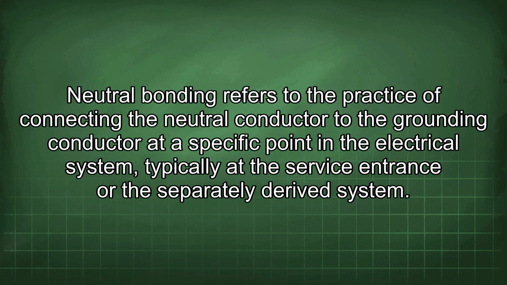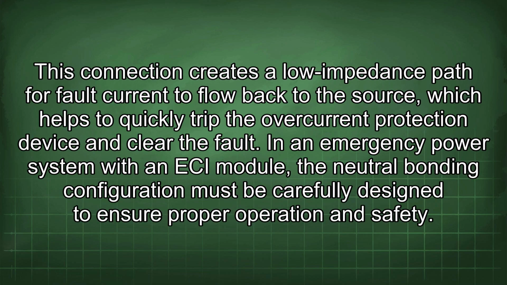Neutral bonding refers to the practice of connecting the neutral conductor to the grounding conductor at a specific point in the electrical system, typically at the service entrance of the separately derived system. This connection creates a low impedance path for fault current to flow back to the source, which helps to quickly trip the overcurrent protection device and clear the fault.